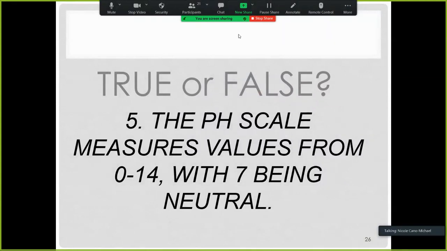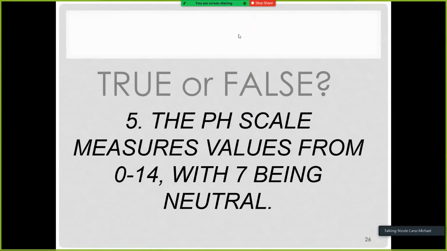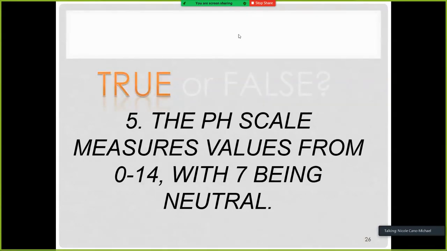True or false? The pH scale measures values from 0 to 14, with 7 being neutral. Number 5, true or false? The pH scale measures values from 0 to 14, with 7 being neutral. All right, this, of course, is a true statement. The pH scale measures values from 0 to 14, and halfway through that scale is 7.